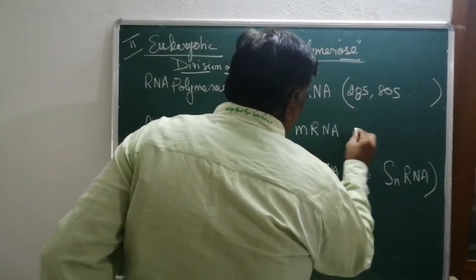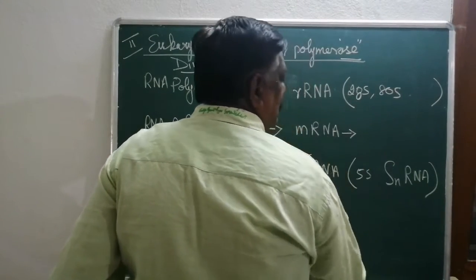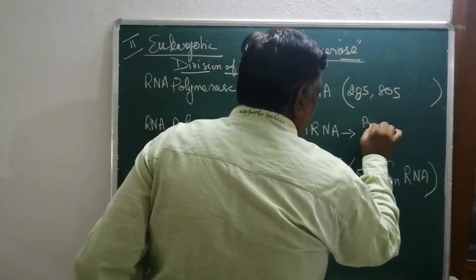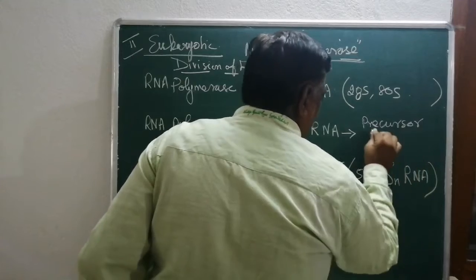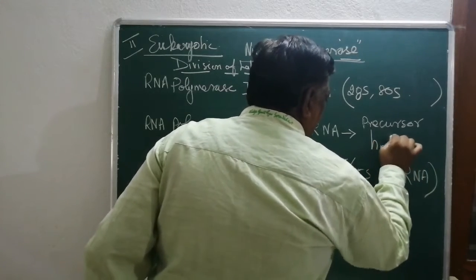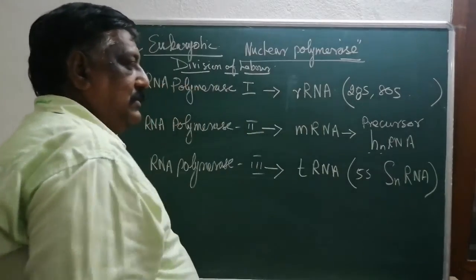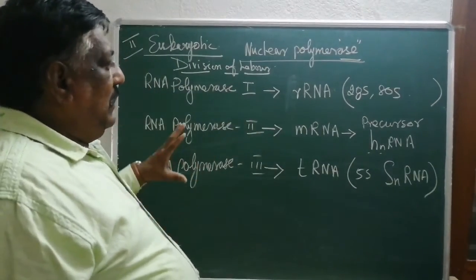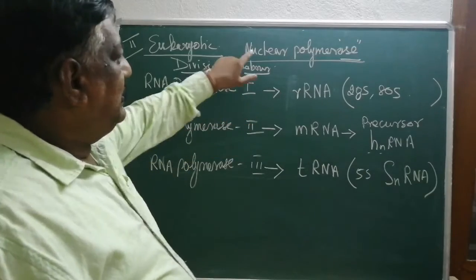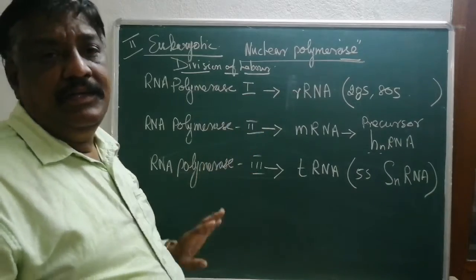So this mRNA, before it is produced, actually produces a precursor that is called HnRNA. What is HnRNA? Heterogeneous nuclear RNA. It's a precursor. All this process takes place in the nucleus. When it comes out, it has some changes.